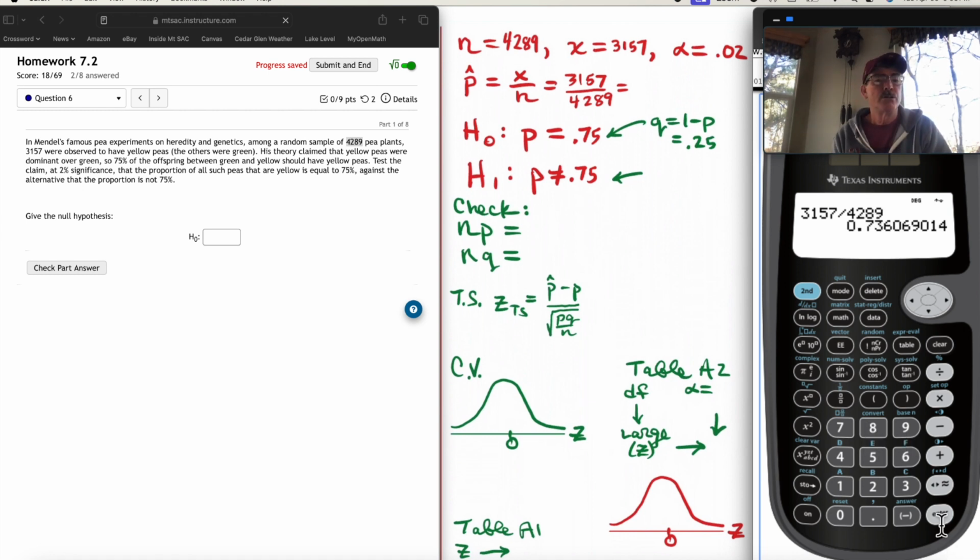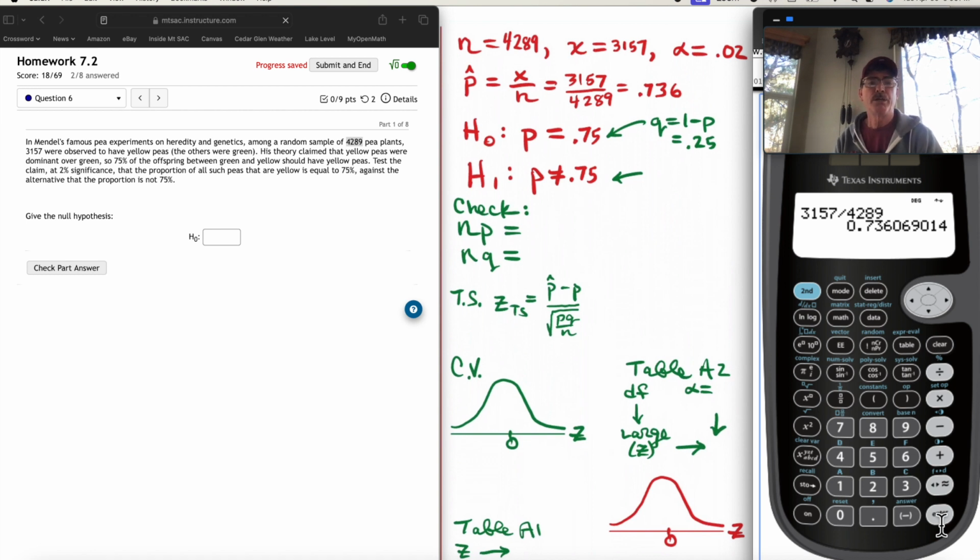Okay, so 0.736 with three significant figures here. And Mendel's theory predicts 75%. So we got almost 74%. That may be within the margin for error of 75%. So that's obviously why we need to run the test.